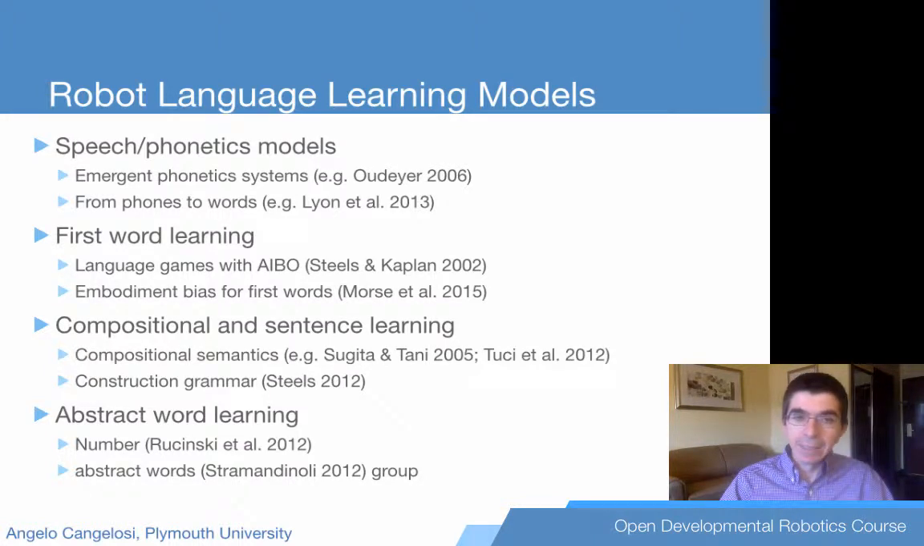Another big contribution in the field is the embodiment bias studied by Tony Morse and Linda Smith in collaboration with our lab. And I'm going to discuss this in particular because this stresses the idea of the embodiment bias in the coming slides.